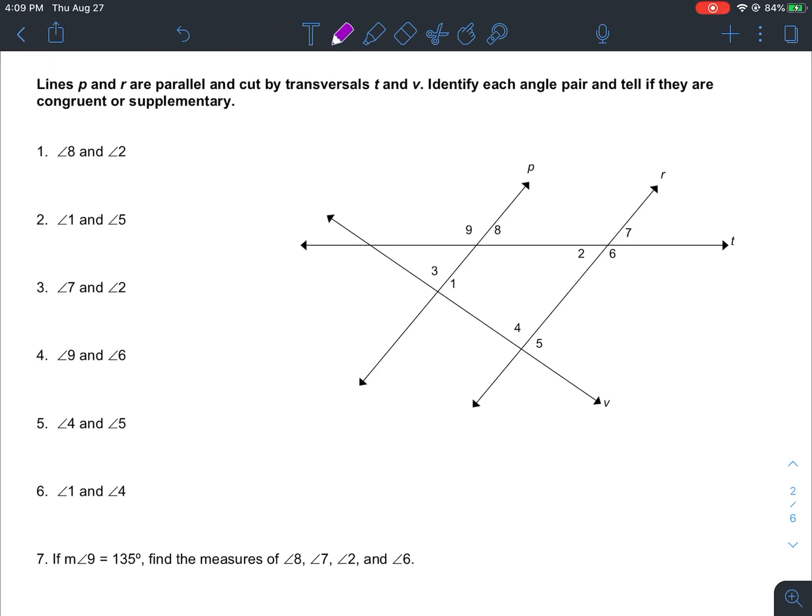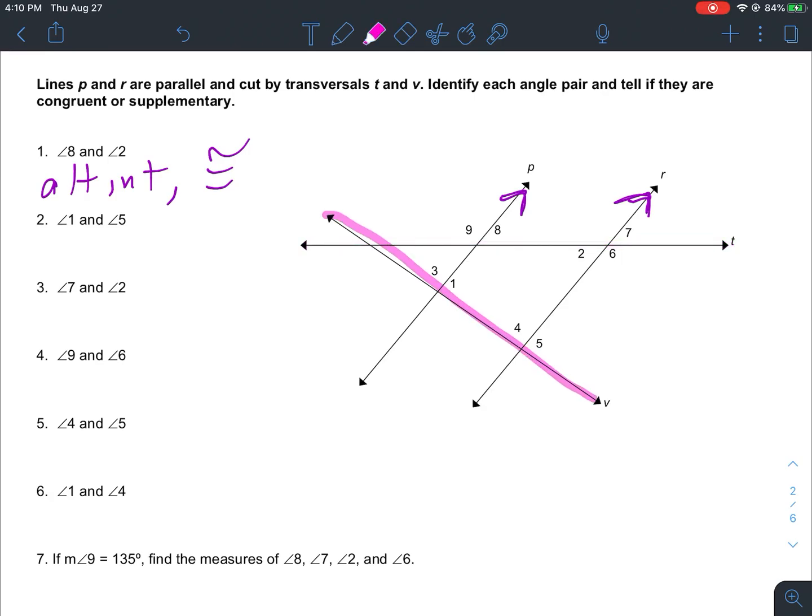If P and R are parallel, so I'm going to mark that up right now. P and R are parallel. T and V are transversals. Identify the angle pair and tell if they're congruent or supplementary. All right, so 8 and 2. 8 and 2 are on this line right here. Those are alternate interior. And we just learned that alternate interior are congruent.